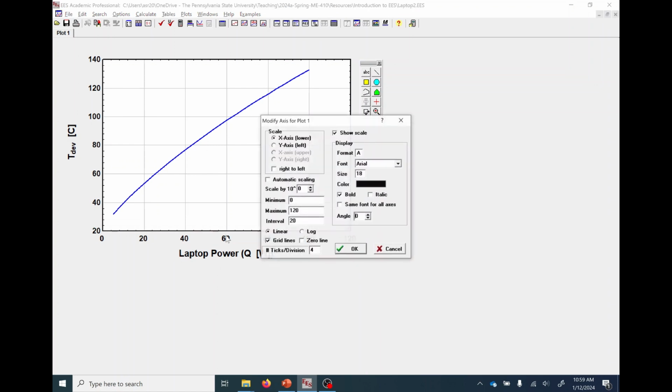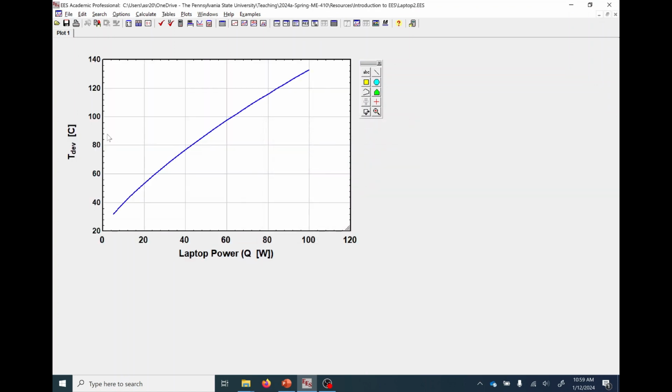We can change some of the axis limits or formats as we wish. So that's just a nice walkthrough of how you can solve a more complicated system of equations in EES.